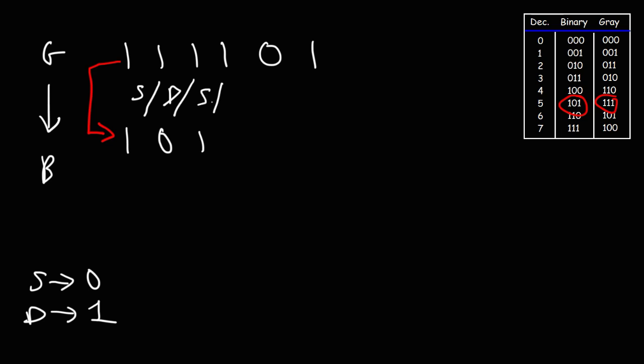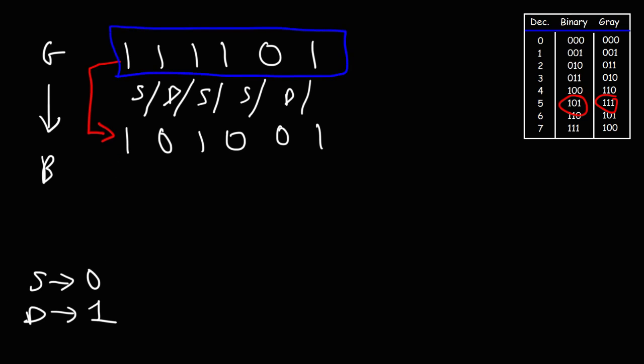1 and 1 are the same, so 0. 0 and 0 are the same, so 0. And then 1 and 0, they're different, so 1. So thus the gray code 111101 corresponds to the binary code 101001.